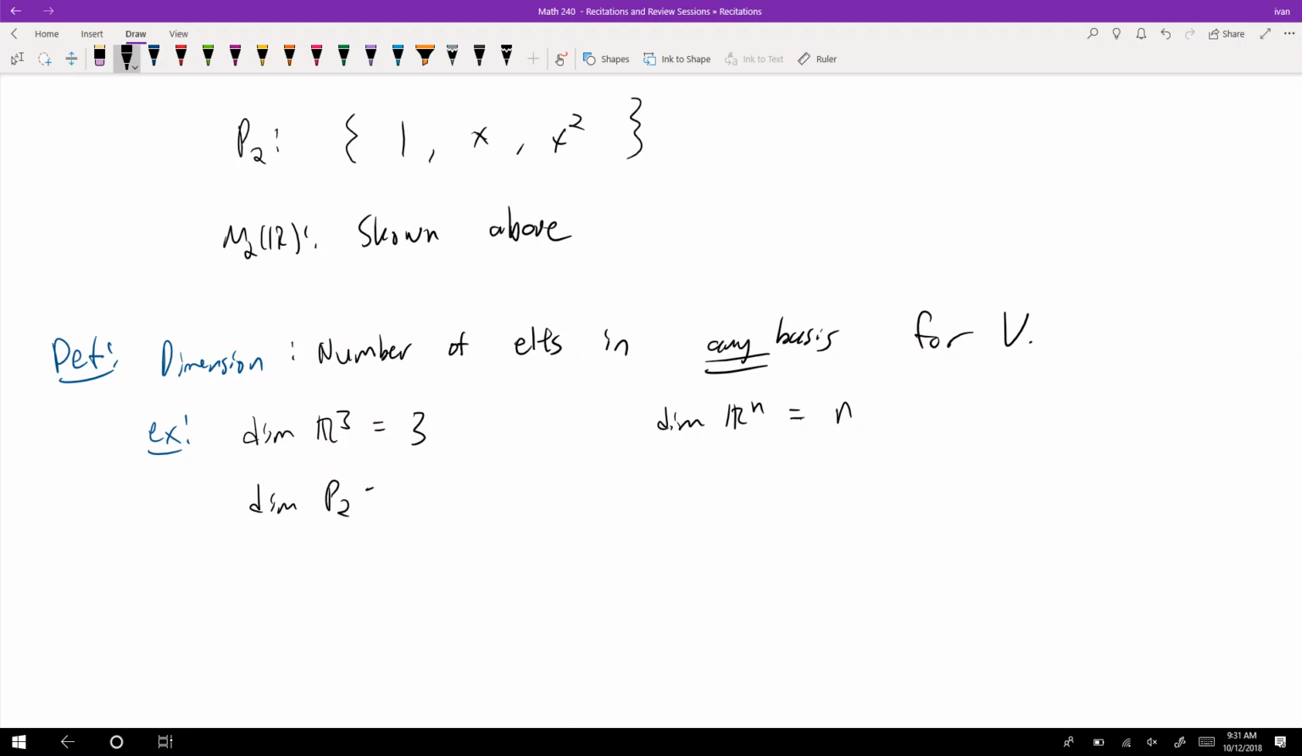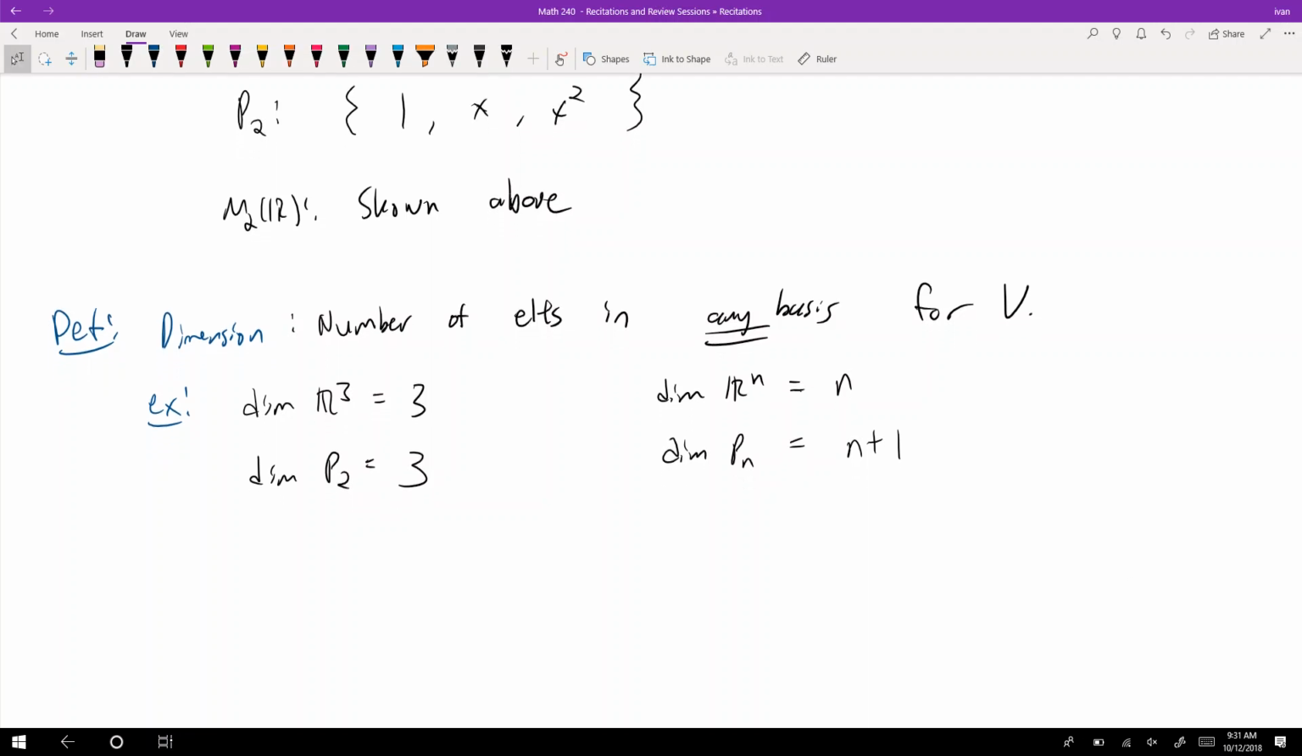All right, what about the dimension of P2? 3. All right, generally, what's the dimension of Pn? N plus 1, yeah. So be careful with the polynomials. You've got this constant term. That's kind of a bugger. That makes you have the plus 1. So a common mistake on an exam would be thinking the dimension of P3 was 3. Well, that's unfortunate, but keep that in mind.